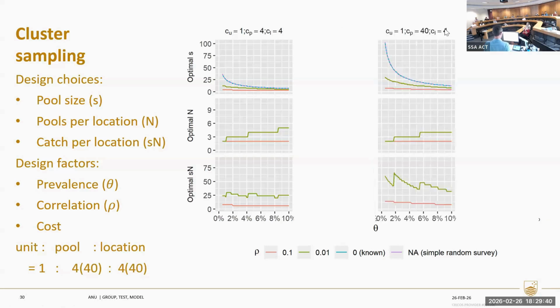So instead, we make testing more expensive, right? We make testing more expensive, then the optimal catch size goes up a bit, but the optimal pool size goes up.